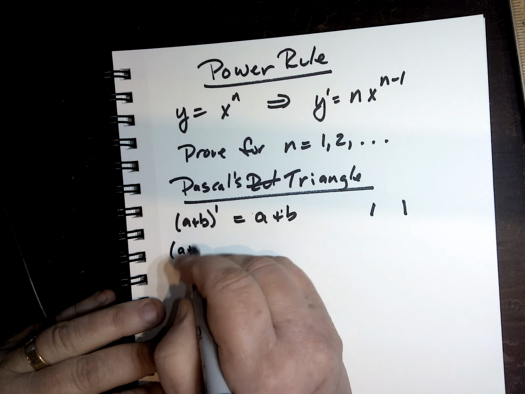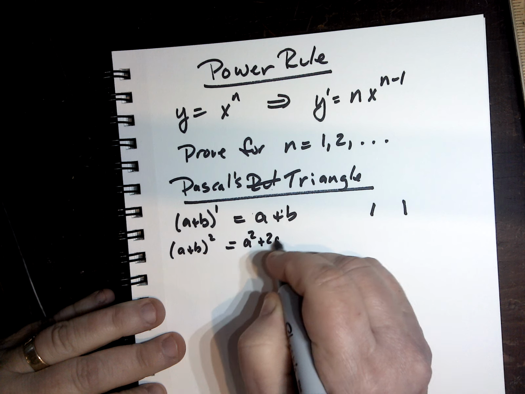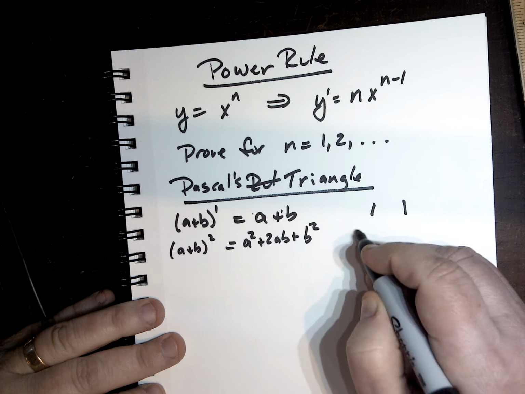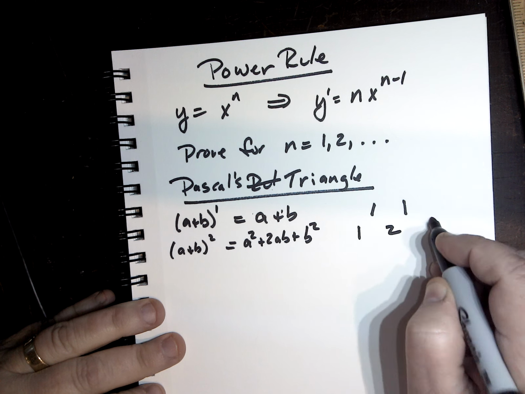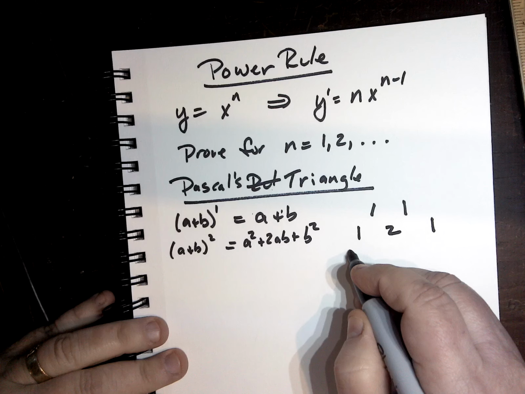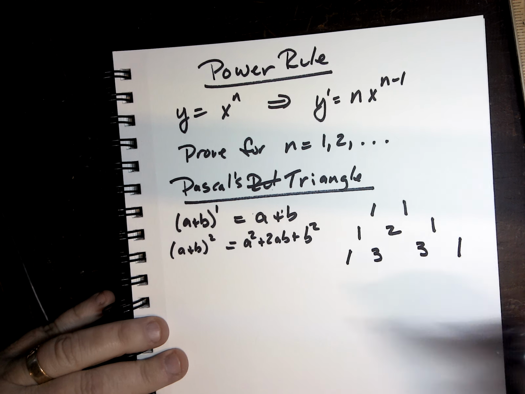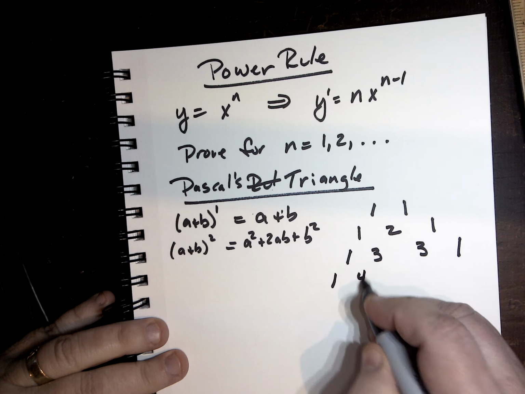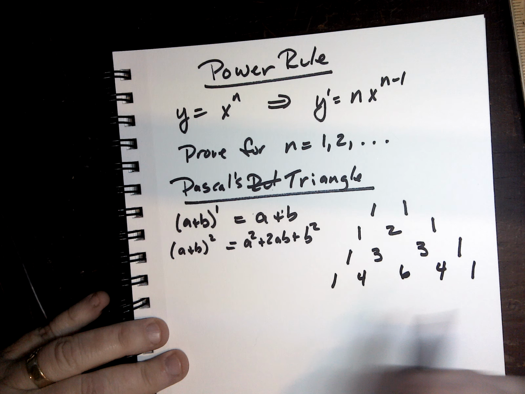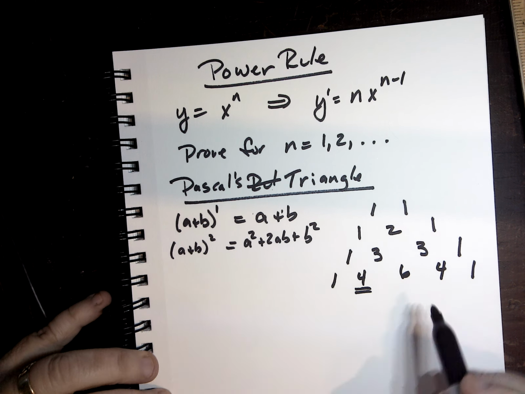If I have a plus b squared, that's a squared plus 2ab plus b squared. So notice my coefficients are a 1, a 2, and a 1. If I cube it, my coefficients will be a 1, a 3, a 3, and a 1. If I raise it to the 4th power, I get 1, 4, 6, 4, 1. Notice that the second term is always the power that you raised it to.